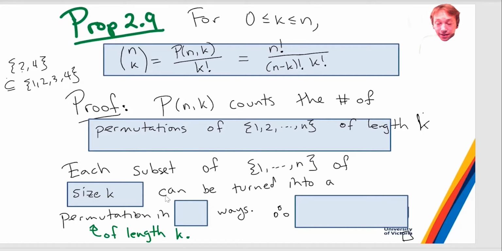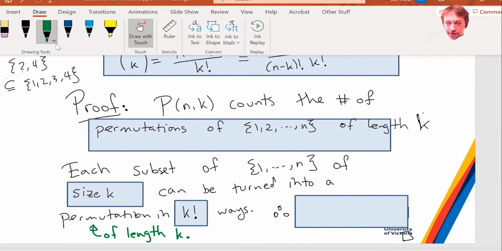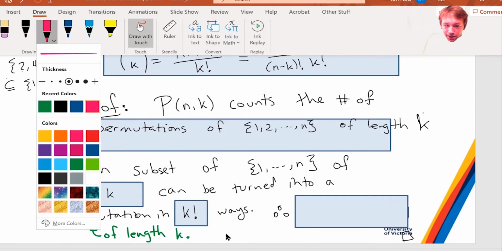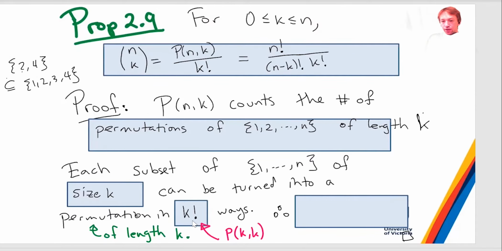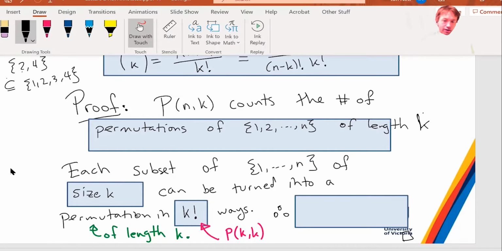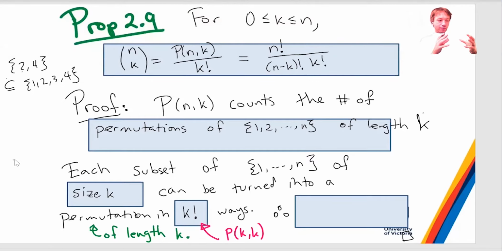6 is right. And 6 comes from 3 factorial, right? Because there's 3 choices for the first, 2 choices for the second, 1 choice for the third. So it can be done in k factorial ways. Or you could think of this as P(k,k), the number of permutations of a set of size k which have length k. So basically I have a kind of correspondence. If I take a subset, I can turn it into k factorial different permutations. If I have a permutation, I can turn it into a subset by just forgetting the order.